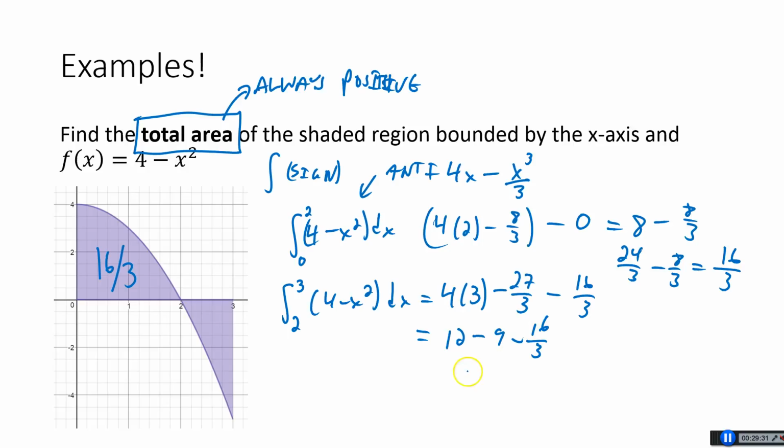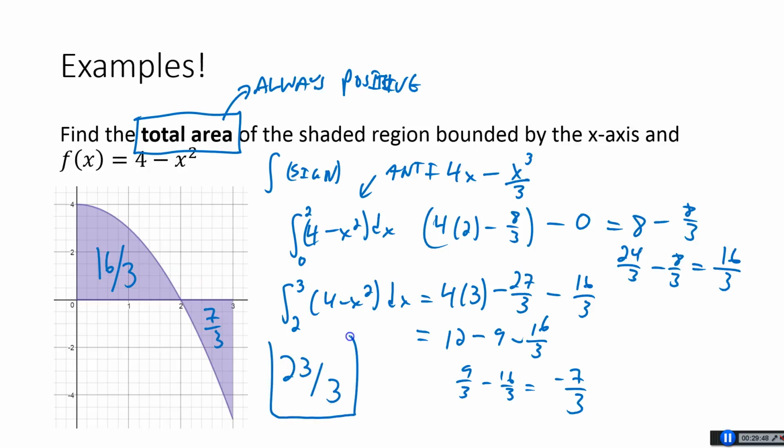12 minus 9 is 3. That's 9 thirds minus 16 thirds, which is negative 7 thirds. Now, it makes sense that it's negative because it's down below, but I want area, so I'm going to do a positive 7 thirds. Add them together. 16 thirds and 7 thirds, 23 thirds is going to be our total area.